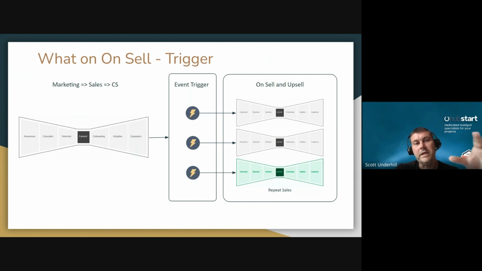So here we have a diagram where we're talking about an event trigger. An event trigger is something that exists, it's quantifiable, it's numbers, it's an action that can be measured and be able to activate an upsell. So James, I think you got some good examples of that.